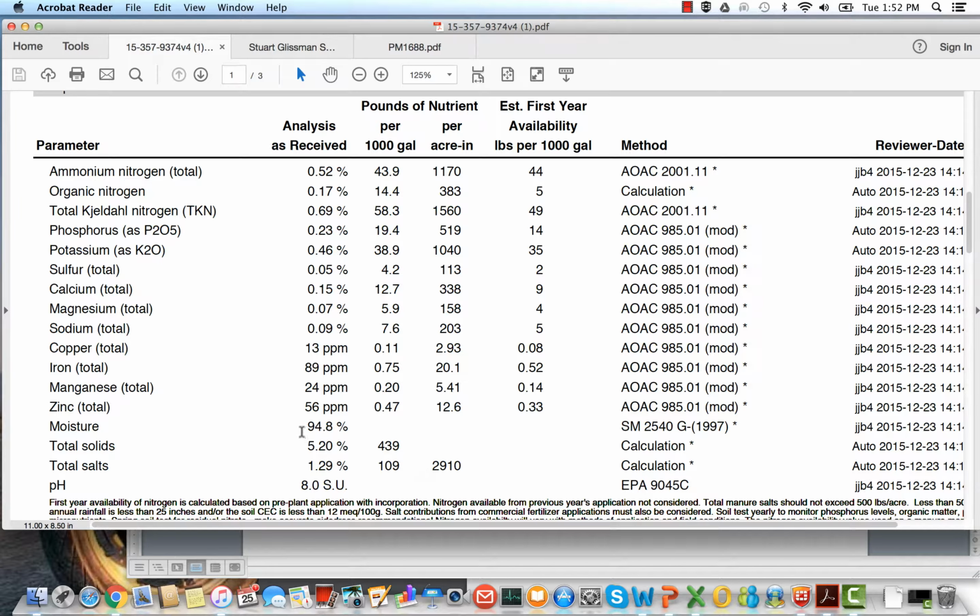Again, we talked about moisture. This is a key number you should look at right away: how much liquid is in the product. Of course, that makes a big difference in how you handle it. If you took the sample yourself, you've probably got a pretty good idea already.